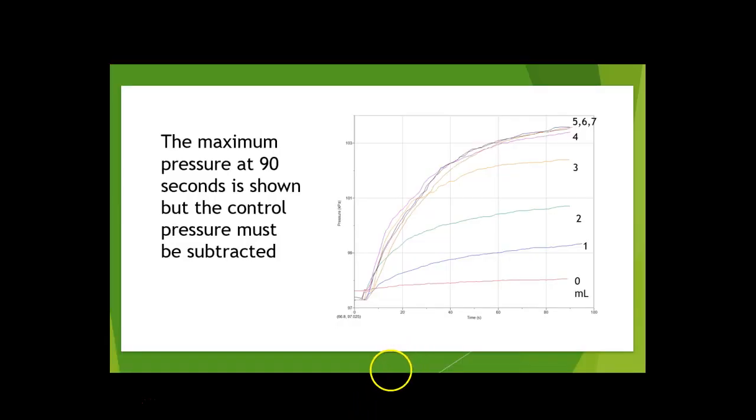This is a graph that you would get if you tracked time versus pressure in kPa. And you'll see that this is magnified because it's got 97 kPa at the bottom and about 104 at the top. The maximum pressure at 90 seconds is shown, but the control pressure, which is down here at the bottom, must be subtracted if you're going to get a good increase in the carbon dioxide pressure that's due only to the addition of the gas from the reaction.